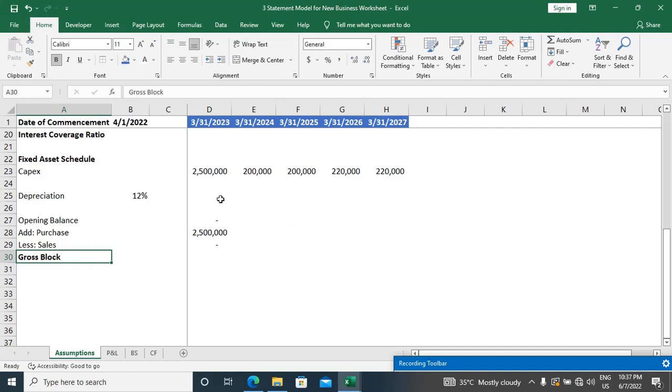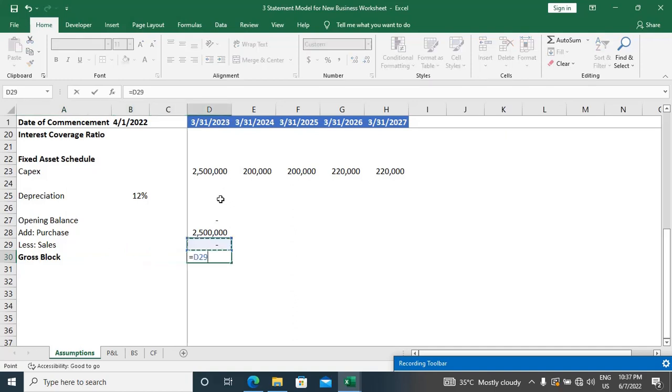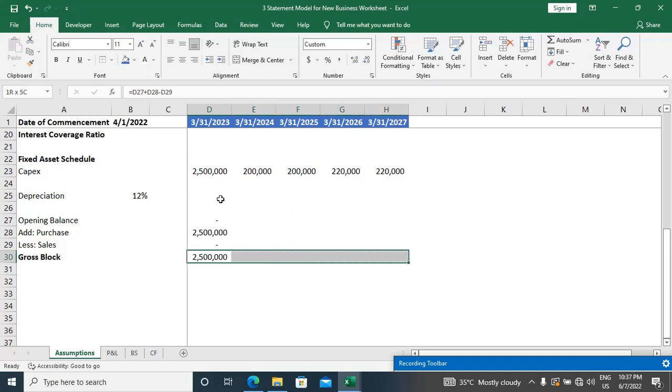And net block is always post all the disposals and the depreciation. So now let us look at the gross block part, which is supposed to be opening balance plus purchases minus closing balance. That is, minus sales. Opening balance plus purchase minus sales. That is any disposal. So we can copy that, Control R, this formula.